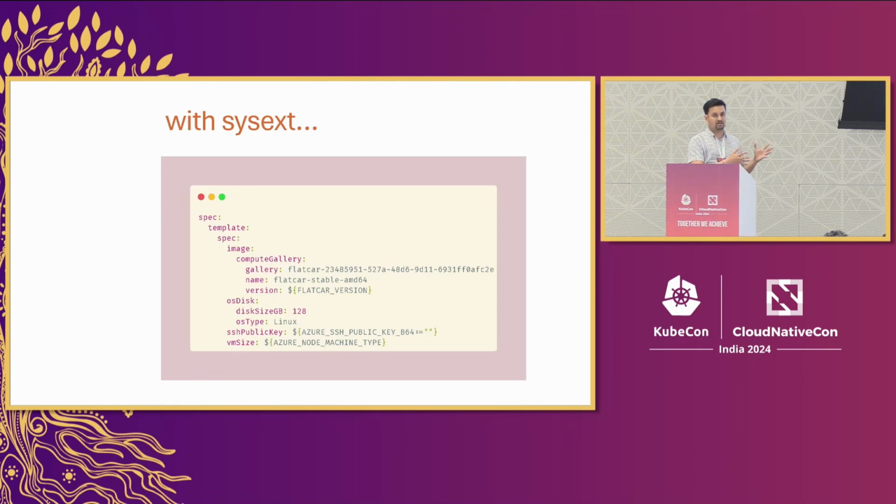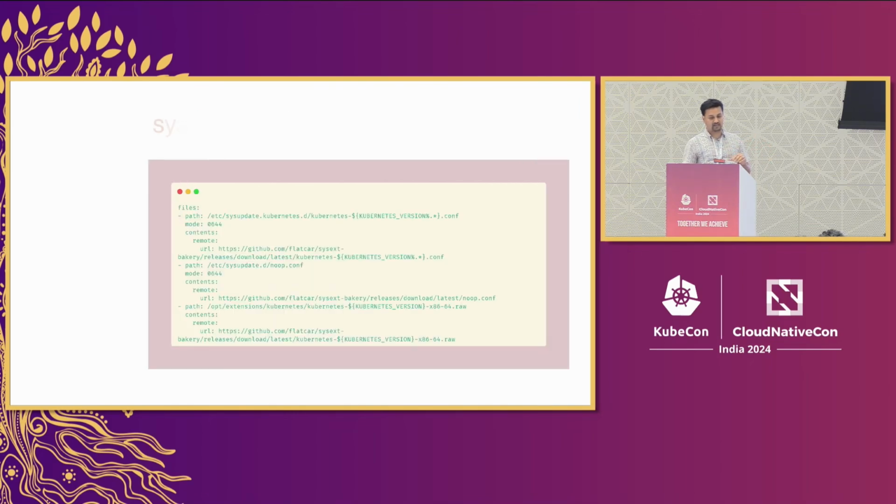You just use the vanilla or stock Flatcar image, and we add the providers, which is the Ignition config. If you notice here, at the very end we pass in the Kubernetes Sysext URL. It downloads the raw file from there, and the config file as well, and places the Kubernetes Sysext into /opt/extensions/kubernetes. When the system extensions run, it places kubeadm and other binaries into the appropriate locations.